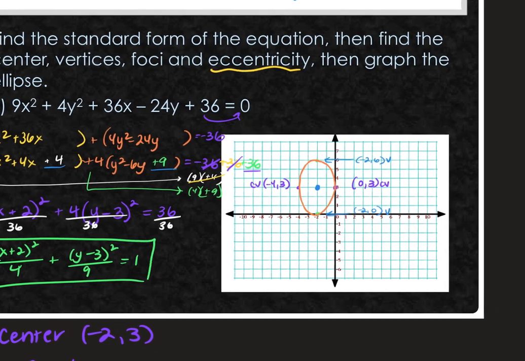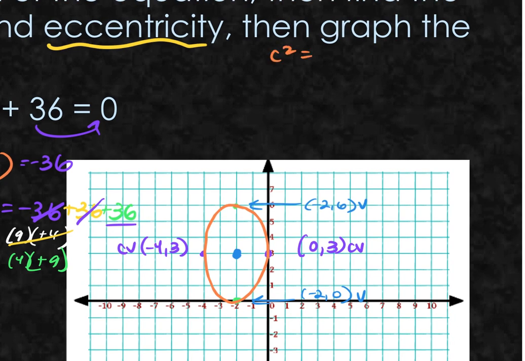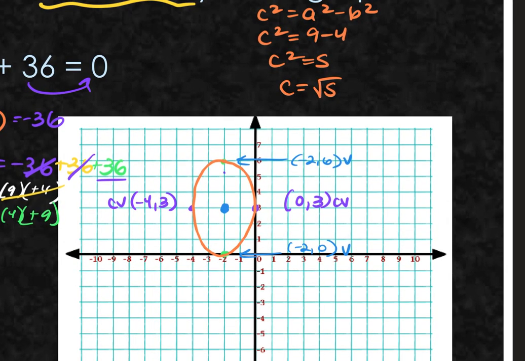And then I got my center, I got my vertices, but I need my foci. So foci is c squared equals a squared minus b squared. C squared equals 9 minus 4. C squared is 5. So c is square root 5. Yep, a little bit bigger than 2. So I'm going up just past 2, plotting a point, going down just past 2, plotting a point.